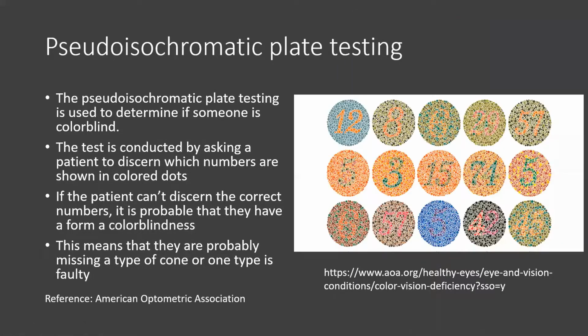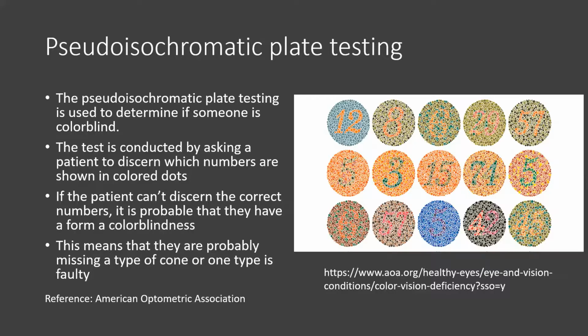The next test I want to discuss is the pseudo-isochromatic plate testing, otherwise known as colorblind testing. It's normally used to determine not only if someone is colorblind, but can try to determine which type of colorblindness someone has. The test is normally conducted by asking a patient to look for specific numbers among the various colored dots. People with normal color vision can normally see a number, while people with a deficiency may either not be able to see a number or will see the incorrect number.